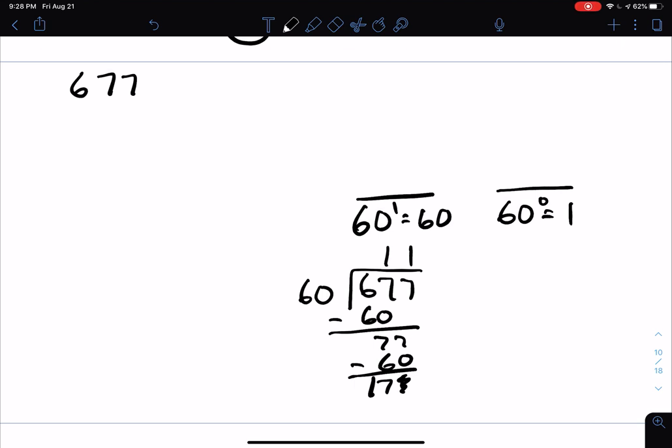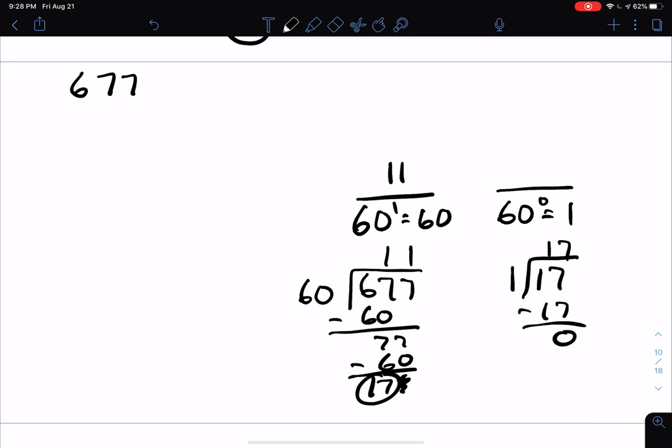All right, so we got 11 groups of 60 there. And then the 17 remainder gets divided by the next one, but obviously when you divide by 1, you're just going to get the same number again. So easy, so fun. Okay, there we go. So we get a 17 for that.